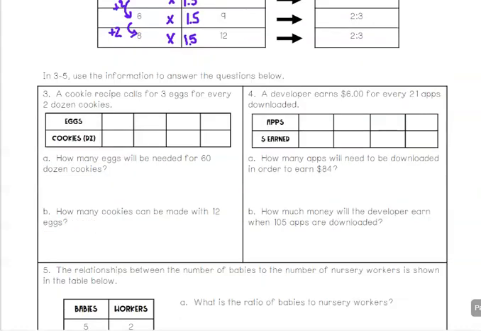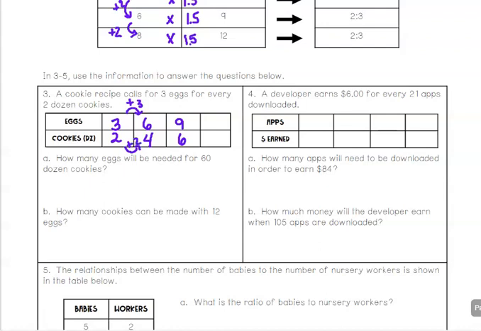All right, so for these questions down here at the bottom, it says a cookie recipe calls for 3 eggs for every 2 dozen cookies. So I would need 3 eggs for 2 dozen, meaning if I made double that, then that would be 6 eggs for 4 dozen. I'd do it again. So if I add another one of these, that would be 9 for 6. So each time here, I'm adding 3. Each time here, I'm adding 2.